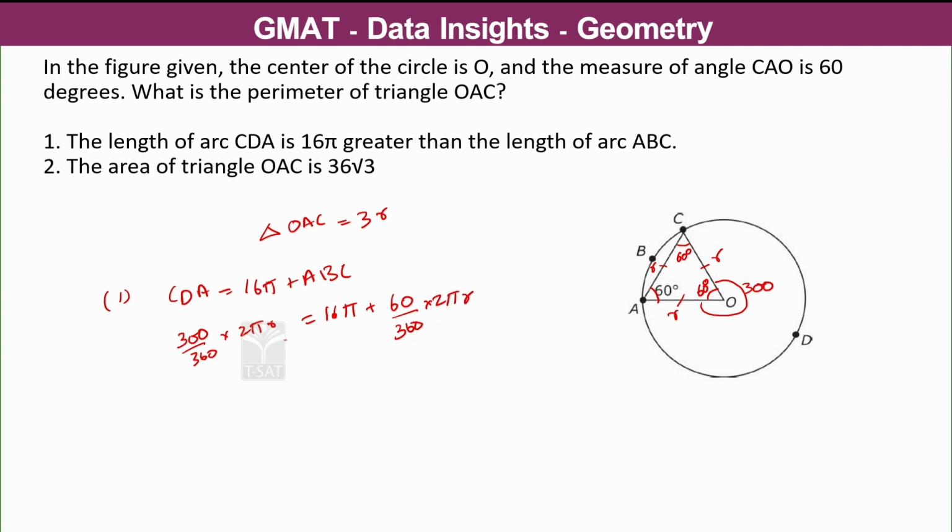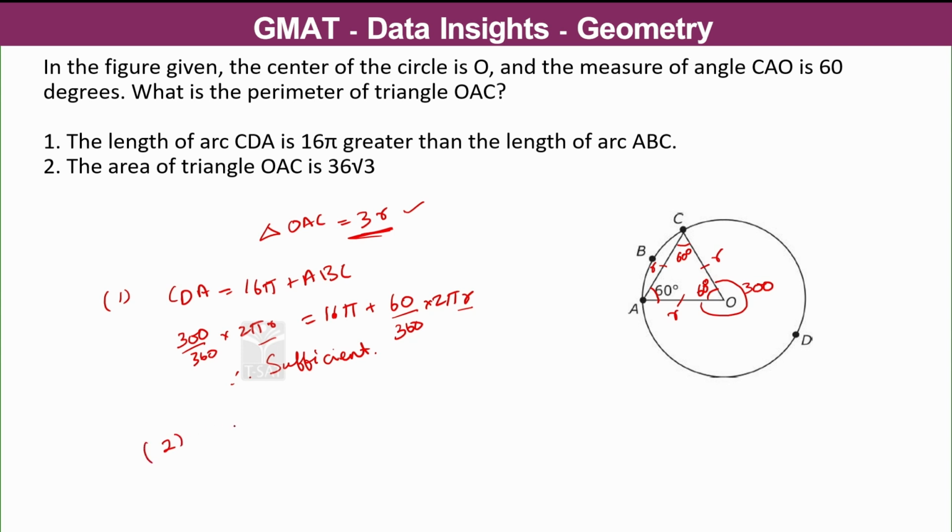So this is a single equation in a single unknown, that is r is the only unknown. Therefore, you can calculate r, and hence you can calculate the perimeter of triangle OAC, which is 3r. Therefore, we don't need to actually do the calculations, because all we need to say is whether or not the information is sufficient. This information is sufficient to answer the question. Let's look at statement 2.